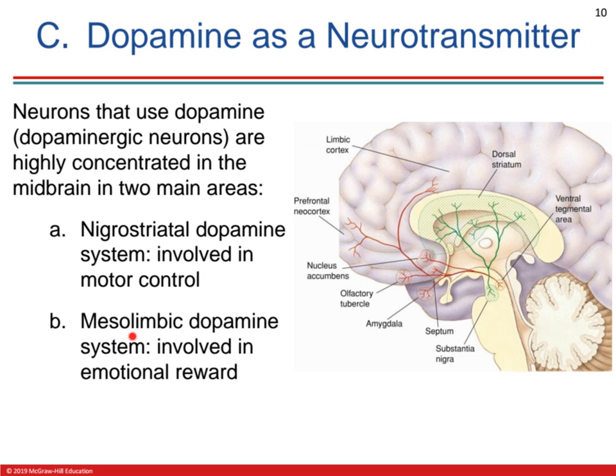And there's the mesolimbic dopamine system. This is involved in emotional reward. So these neurons start in the VTA, or ventral tegmental area, and they go to the forebrain, regions like the amygdala, which are involved in emotion, the olfactory tubercle, nucleus accumbens, which is involved in reward, prefrontal cortex, neocortex. So this is involved in executive functions, such as planning and things like that.